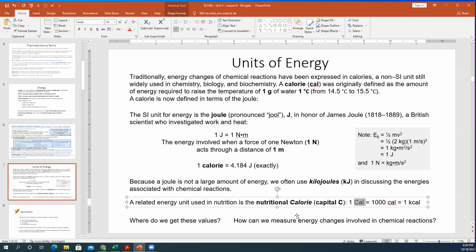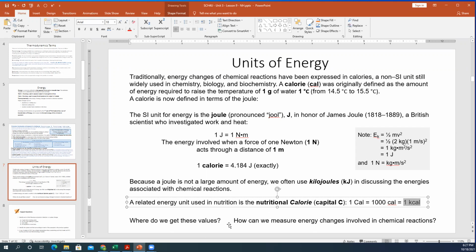I think it was on another slide, but lowercase cal versus uppercase Cal. So 1 uppercase Cal, the nutritional calorie, is equal to 1,000 calories or 1 kilocalorie. This gets a little bit hairy and confusing, but just be aware that when you're looking at nutritional calories, every one of those calories refers to 1,000 calories or 1 kilocalorie, and 1 calorie is exactly 4.18 joules of energy.